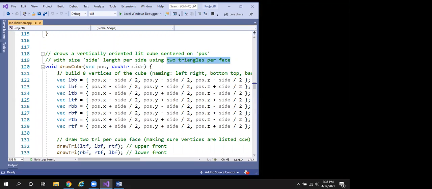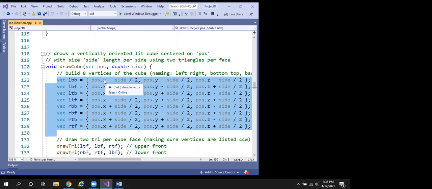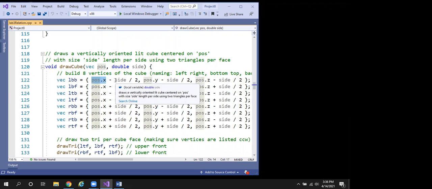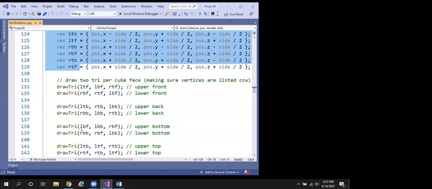So first I build the 8 vertices of the cube, right? The 8 corners of the cube, 4 on the top of the cube, 4 on the bottom. 8 corners on a cube. Here they are. And I calculate those by taking the position from the center and subtracting half the side length, or adding it, depending on which way I'm trying to go. Once I have the 8 corners of the cube, I can draw 2 triangles per cube face.